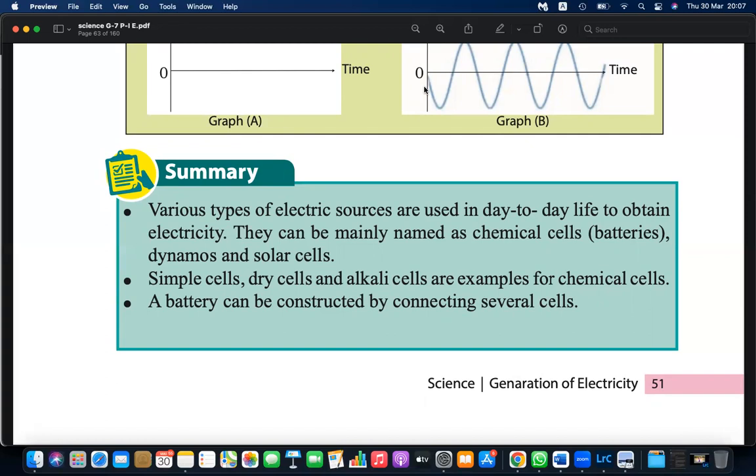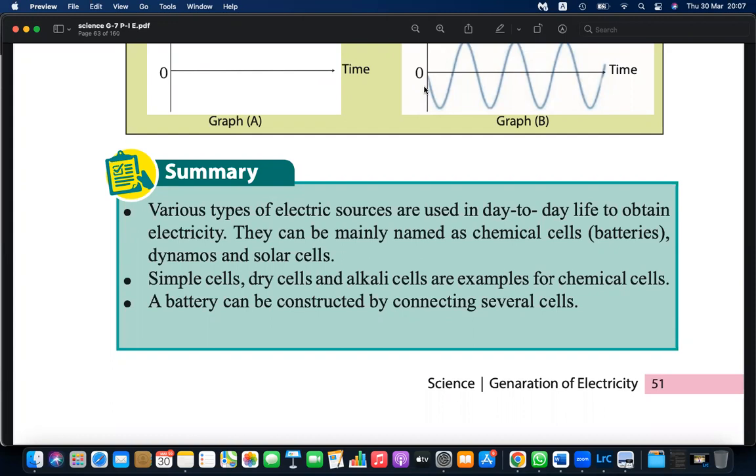Using kinetic energy, it is possible to rotate a dynamo. By doing that, it is possible to generate alternating electricity. That can be done using different sources, because we can rotate the dynamo using either a fuel engine or a steam engine.